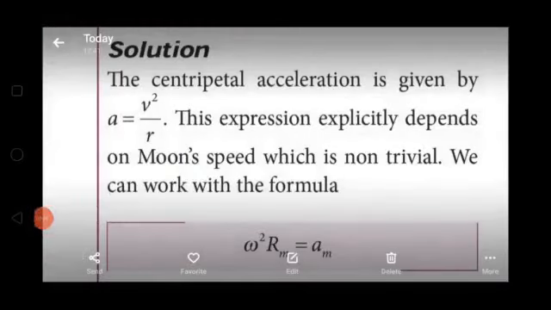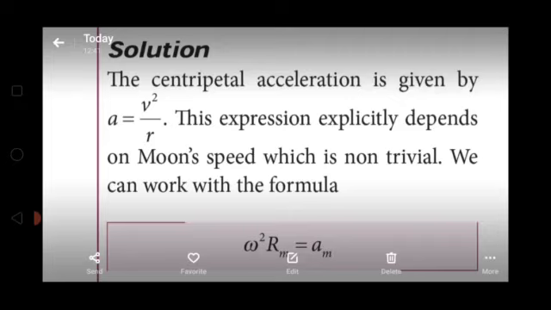The solution is that the centripetal acceleration is given by A equal to V square by R. We know that. The expression explicitly depends on the moon's speed. I already told you, but the moon's speed is non-trivial. You studied trivial and non-trivial in your mathematics. So what is the meaning of non-trivial? The moon's speed cannot be 0. It will have some value, so we have to find it out along with the centripetal acceleration.